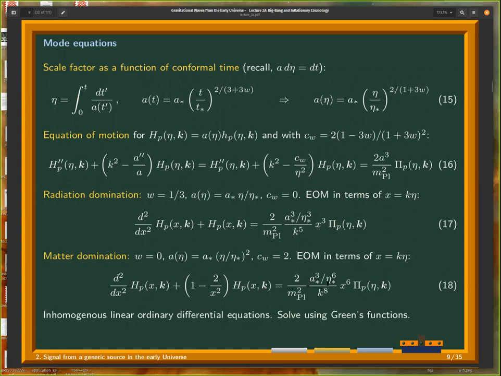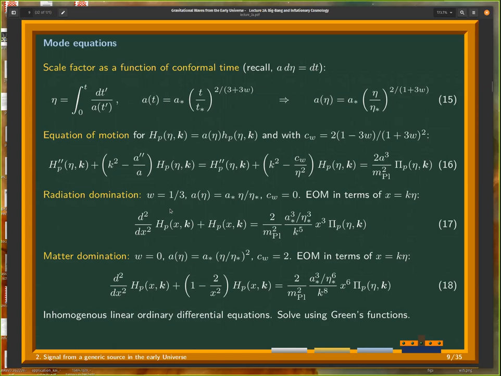So now we know how these equations of motion, the mode equations for our tensor perturbations, look like in the presence of a source during radiation domination and during matter domination. And in both equations, 17 and 18, are inhomogeneous, linear, ordinary differential equations. And they're inhomogeneous because now we have a source term on the right-hand side.